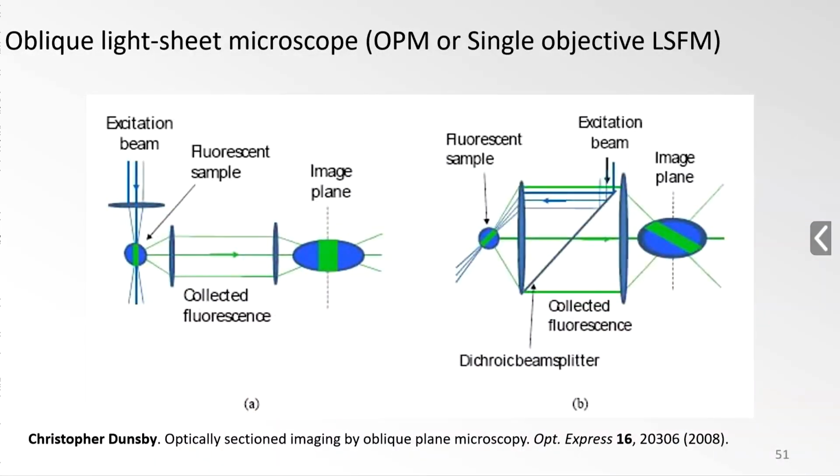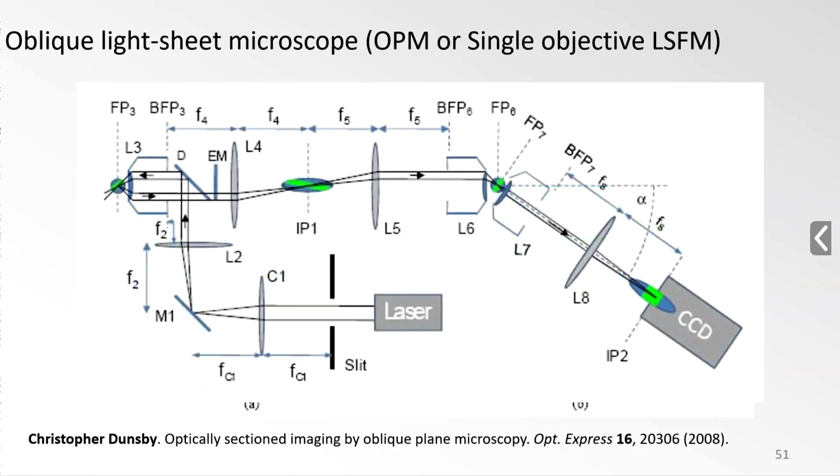Actually, back in 2008, Christopher Dunsby invented this OPM system. This is basically an oblique plane microscope. So the idea is, in the conventional light sheet, you have the separation of illumination and detection. What if we use the same objective lens here and we create a light sheet that comes in at an oblique angle and then detect the fluorescence from 90 degrees here? And of course, you immediately see that now on the image plane, your image looks a little bit tilted here. So this is a setup that he invented.